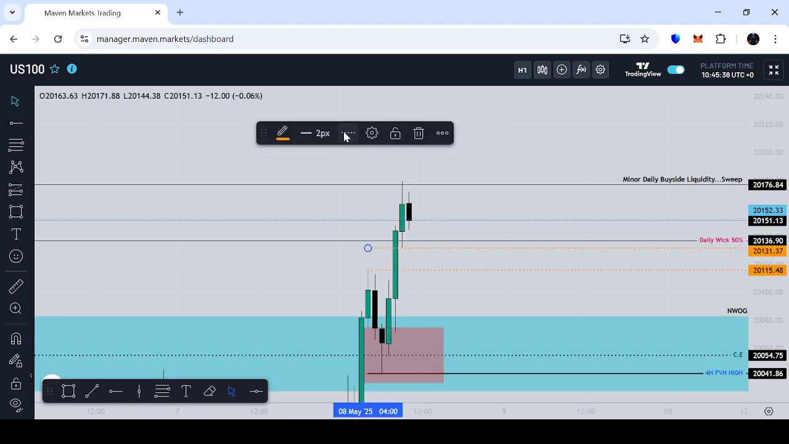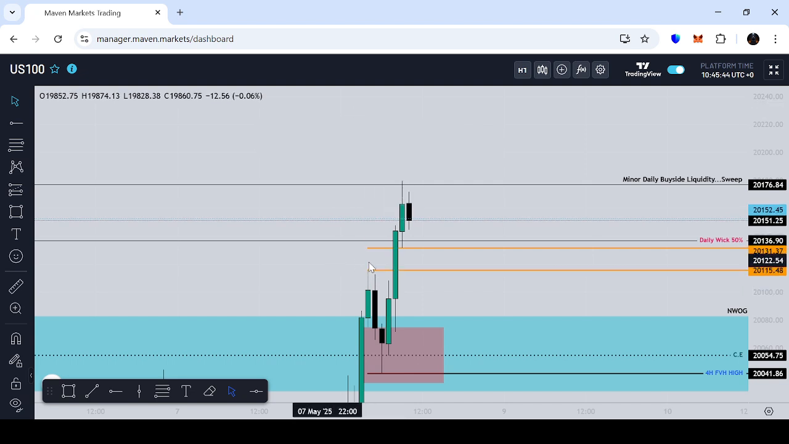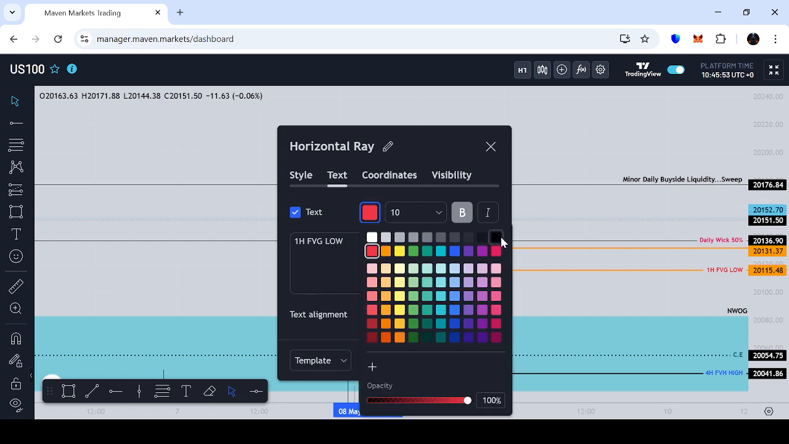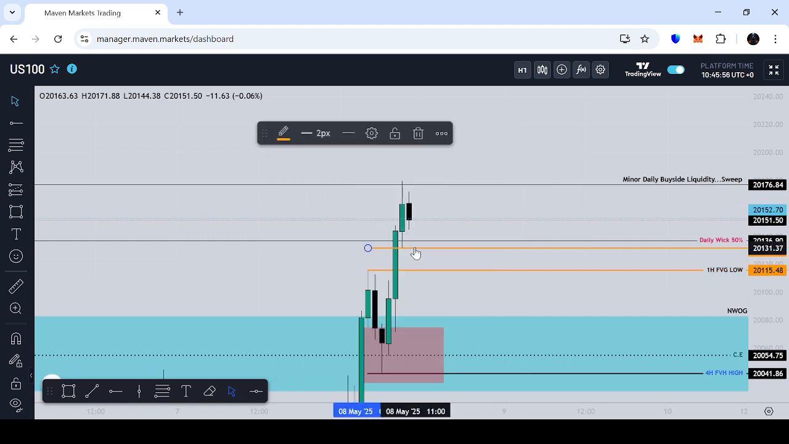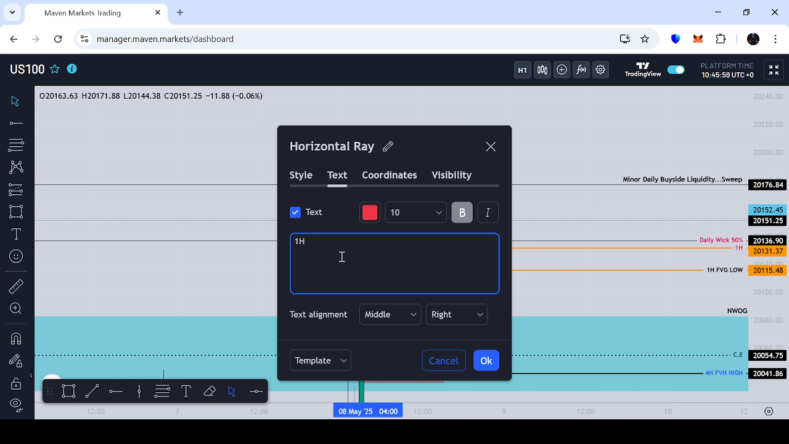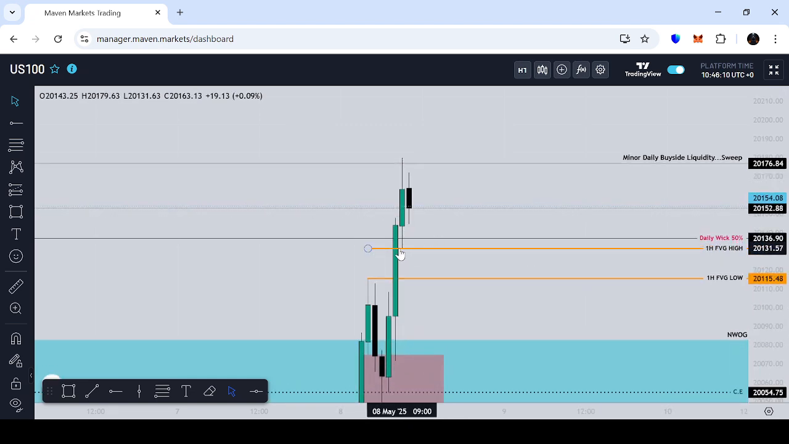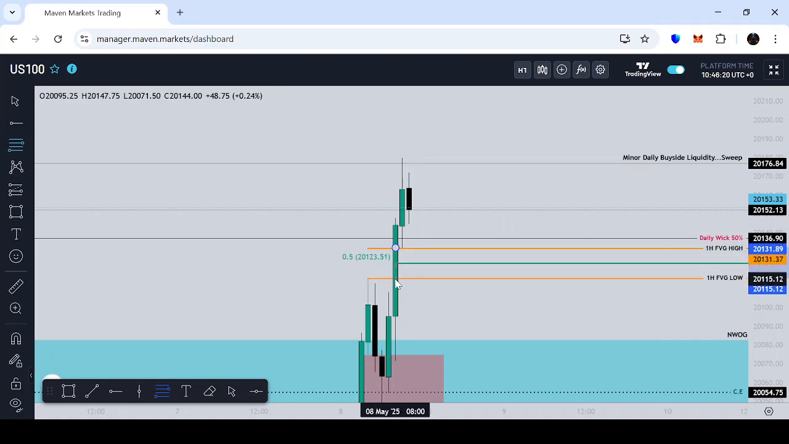So you could see this as 1 hour fair value gap low, and 1 hour fair value gap high. That's a high. So you are going to get the 50% between this high and this low. That's what we are looking at for now. You anchor from there.